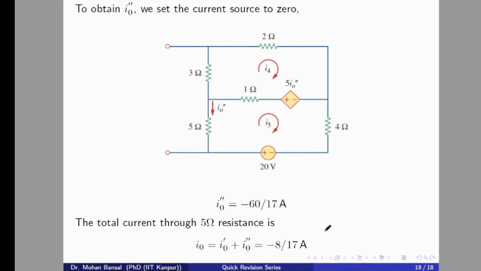The negative sign of the current means that the current is actually flowing in the opposite direction to the one marked for I naught.